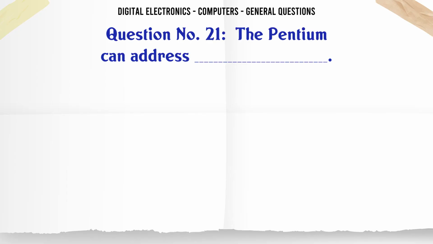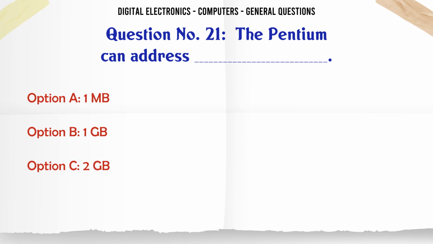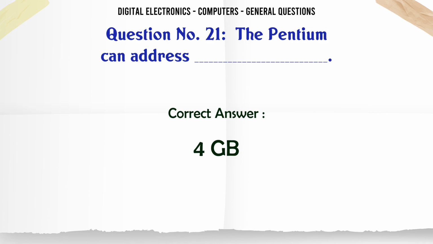The Pentium can address A. 1 MB, B. 1 GB, C. 2 GB, D. 4 GB. The correct answer is 4 GB.